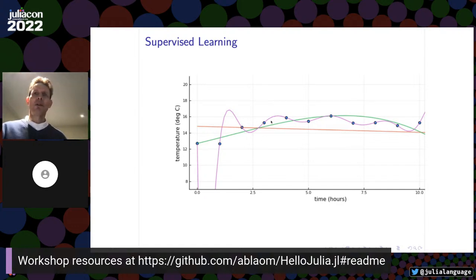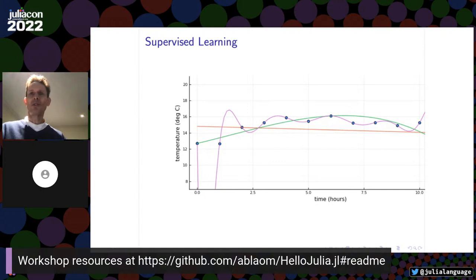So we already have a little bit of suspicion about this purple curve or pink curve here, because although it goes through every single data point nicely, it's got a lot of wobbles in it, and that seems to be a bit strange. So how do we go about assessing the various models?